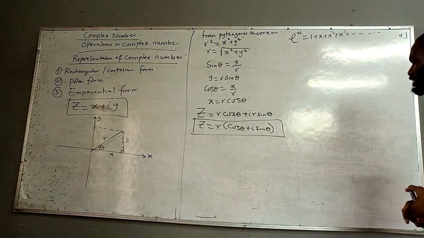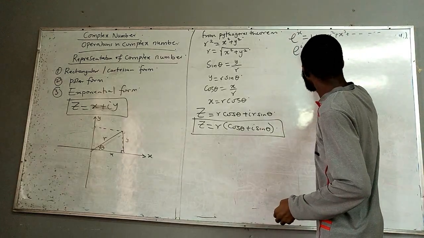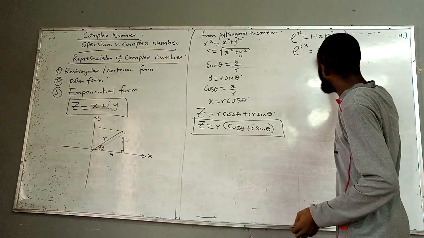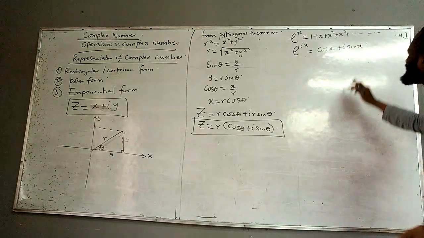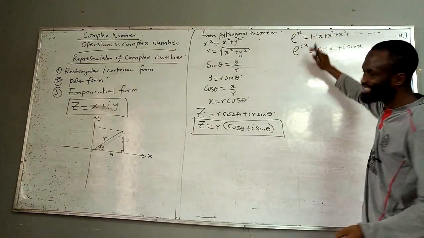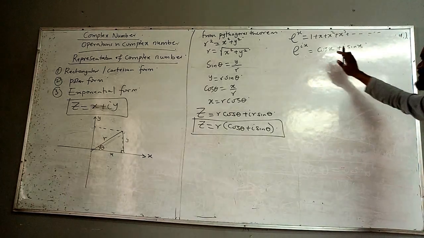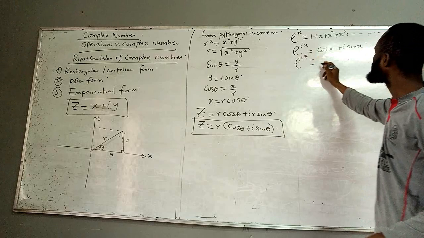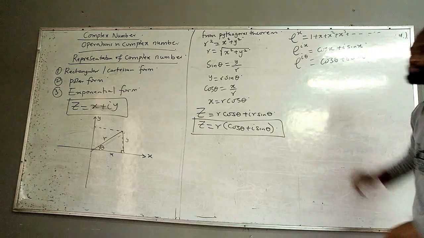Also, e raised to power ix has a meaning. It is the same as saying cos x plus i sin x. Because if you substitute ix wherever you see x, you are going to have both imaginary and real parts. Then if you factorize, it gives you this. It means I can say e raised to power i theta is the same as cos theta plus i sin theta.